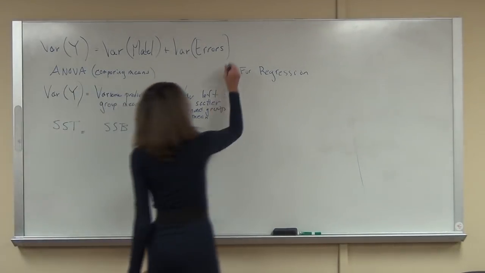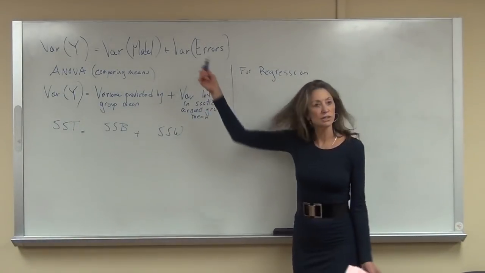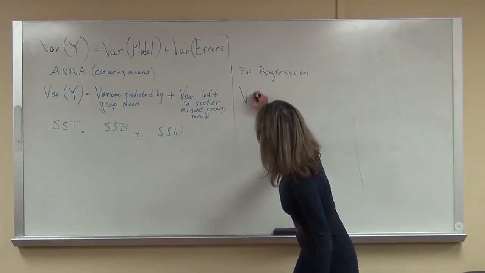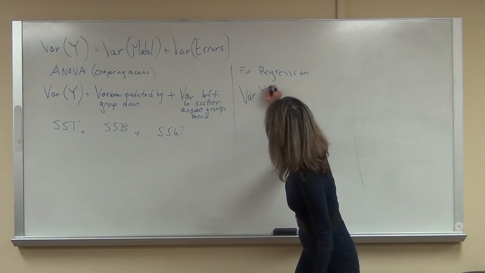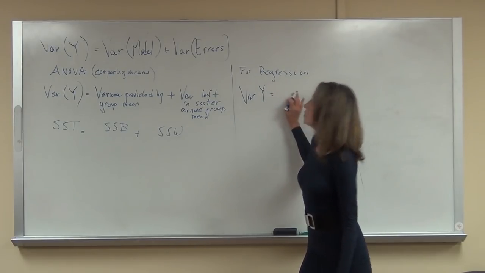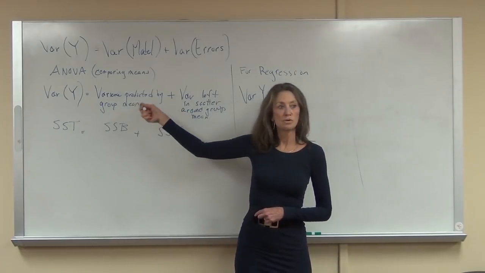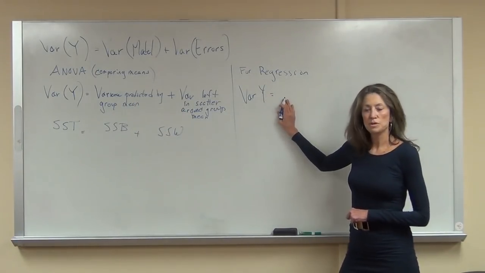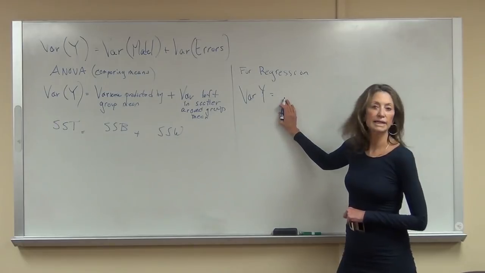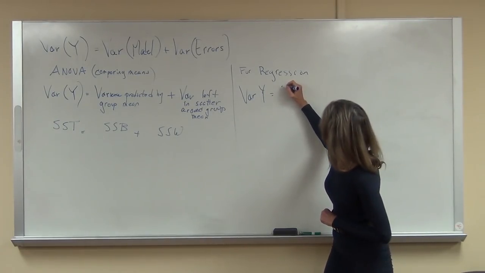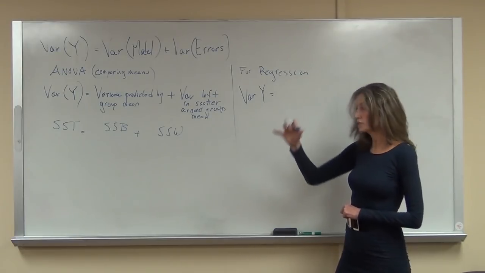Now let's do the same thing here. So for regression, what are we going to do? Let's say we're predicting final exam scores by now a quantitative variable instead of a categorical one. So it won't be by group means, it will be by some quantitative variable. And our model would be a regression line.